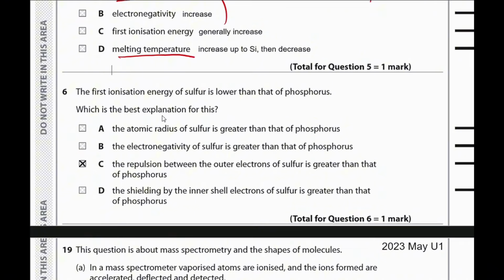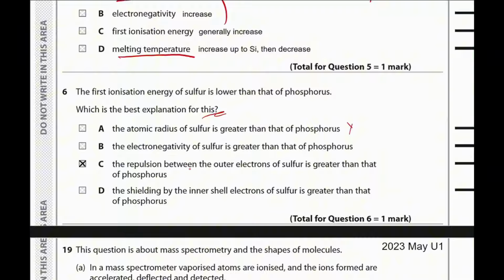Now the first ionization energy of sulfur is lower than that of phosphorus. What is the best explanation for this? Now this is not the correct answer: the atomic radius of sulfur is greater than that of phosphorus. No, that is not correct, because we clearly know that sulfur has a lower atomic radius than phosphorus, so that is not the correct answer.